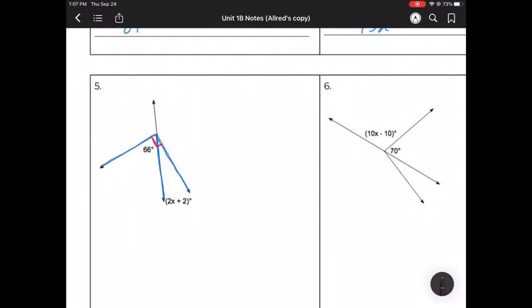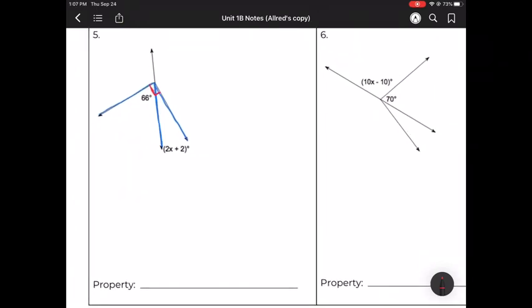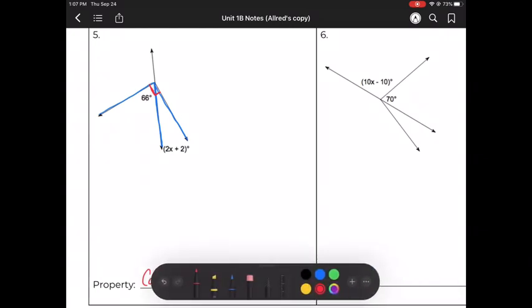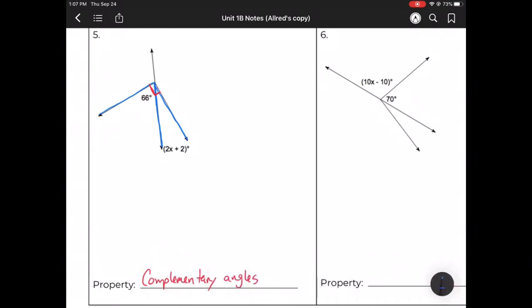These two angles form a right angle. So they are complementary angles. Okay? They're complementary angles. And that means their measures add up to 90 degrees. So to do this problem, I'm going to write an equation using that. 66 plus 2x plus 2 must equal 90 because they're complementary angles.